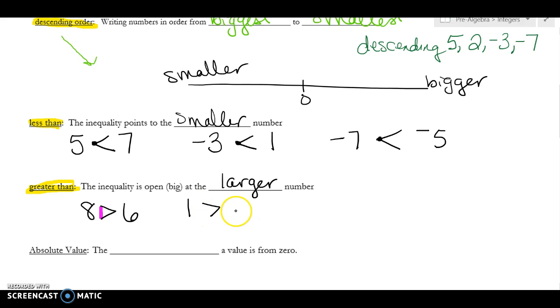1 is greater than anything to the left of it. So if we pick a number to the left of it, maybe negative 2. And then negative 3 is greater than anything to the left of it. So maybe negative 8. Now, greater than is open at the bigger number, but if you notice, it still points to the smaller number, right? That's what I said happens. It points to the smaller number, and it is still pointing to the smaller number.